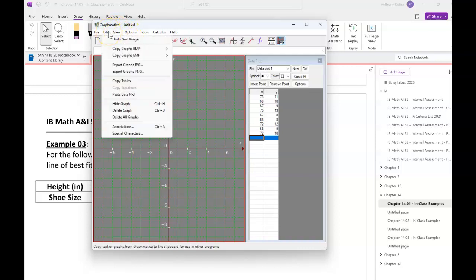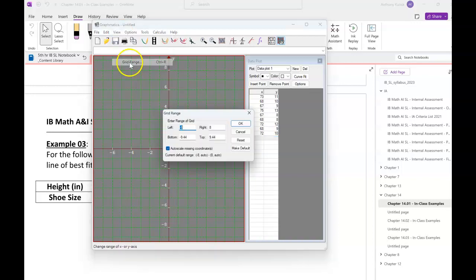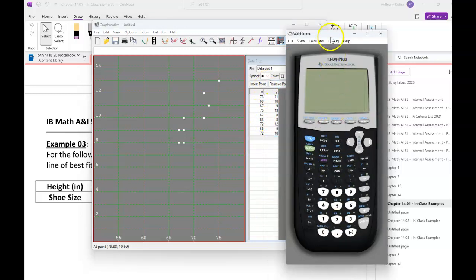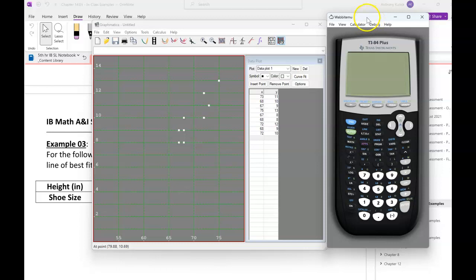Let's see, we need to set our graph paper. So height, we're going to go from, stop throwing stuff, you goobers, 50 to 80, and then 0 to 15. So there's our stuff, and then we need to calculate the mean point, right? If we're going to draw the line of best fit. So let's do that real quick.